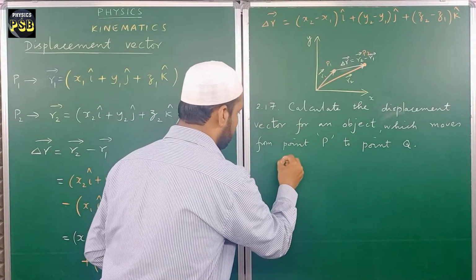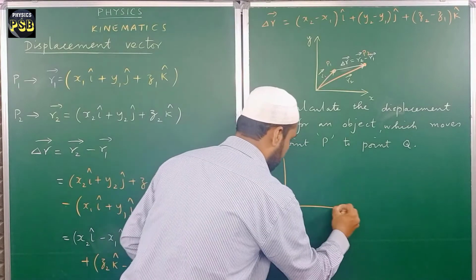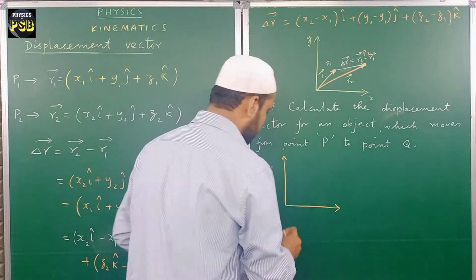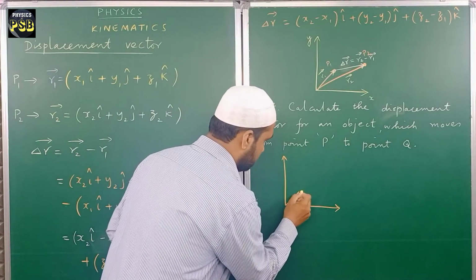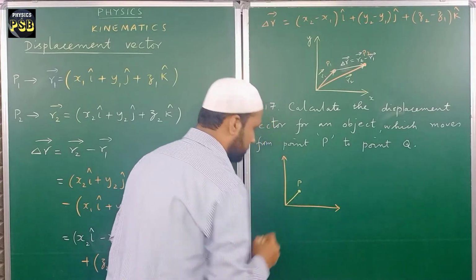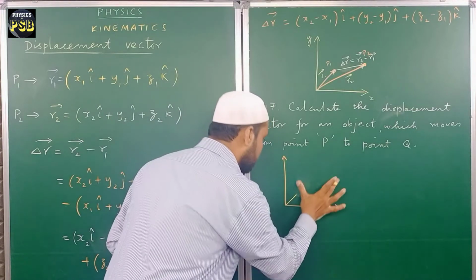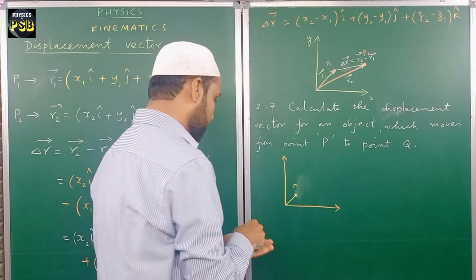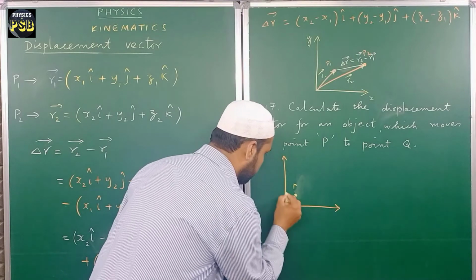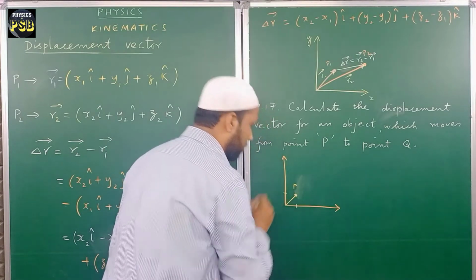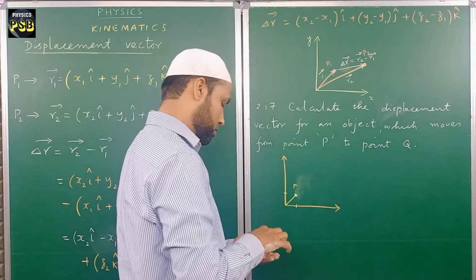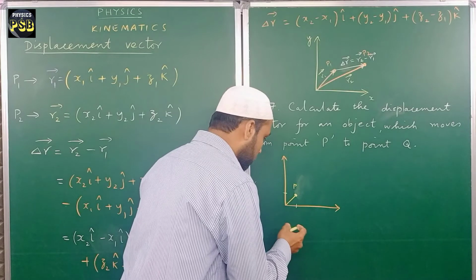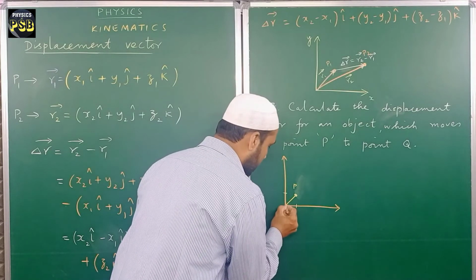This question is provided with a graph or a diagram in which this is taken as point P. This is given as point P. Then this is the position of the object at any given time. Then it moves to a new position.